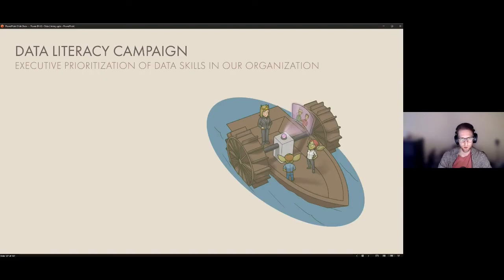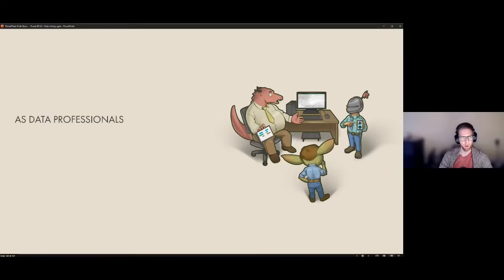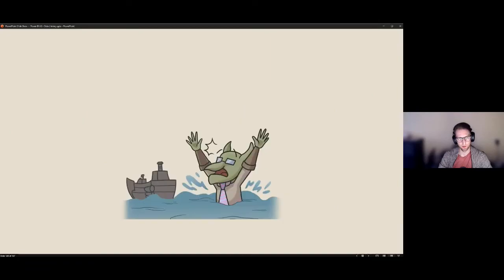We wanted to prioritize these data skills. Examples of things we did in order to do that is tracking data literacy as a KPI in the organization so that we could benchmark across teams and organizations. This isn't something that was used to evaluate people, but rather as a basis to help them improve through professional development programs. And as data professionals, we too can make a difference.